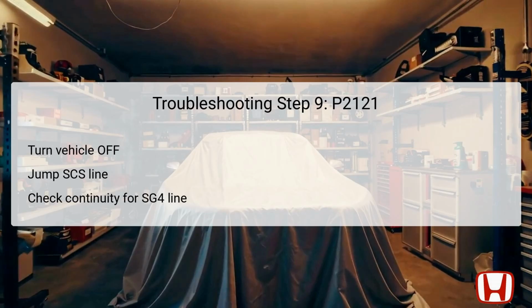If continuity exists, the SG4 wire is functioning properly, and you may need to refer to any authorized service information or think about substituting a known good PCM. However, if no continuity is found, it signals an open in the SG4 wire that needs to be repaired so that the APP sensor can operate correctly, ensuring no communication issues with the PCM.